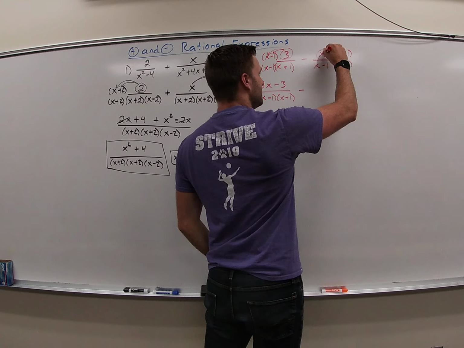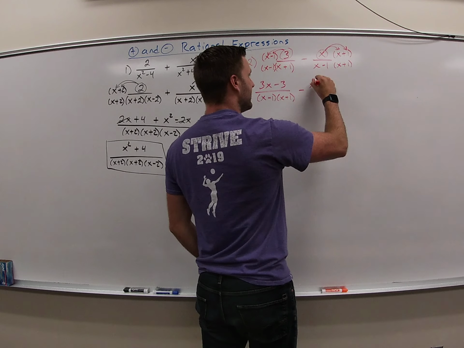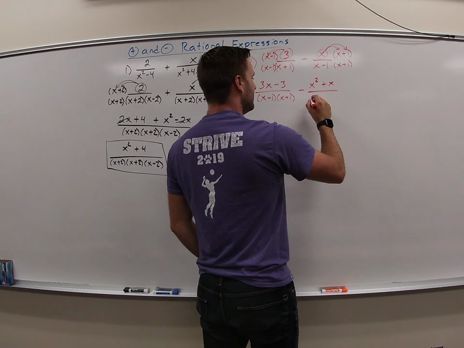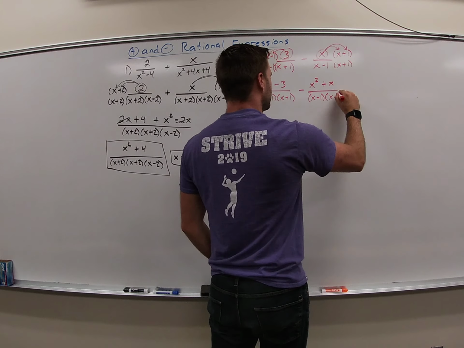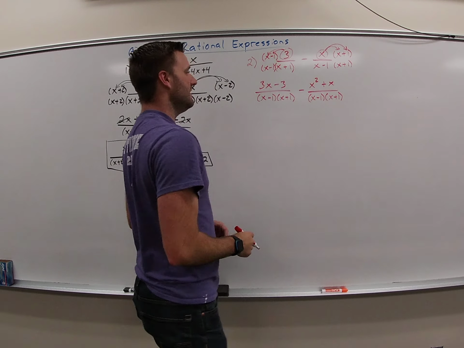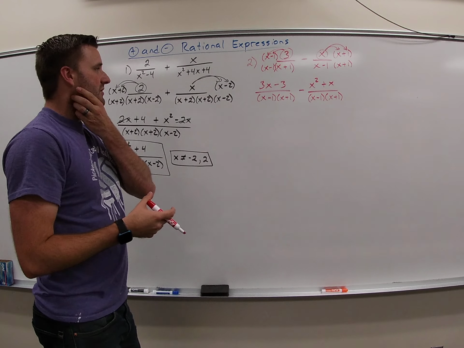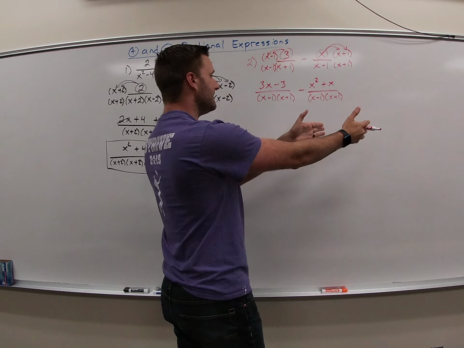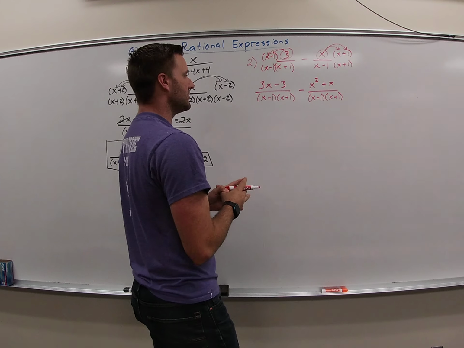Here when I distribute, what I get is, in the numerator, x squared plus x. In the denominator, I'm still with this x minus 1, x plus 1. So notice again, these are the same. They do have a common denominator. Now, when I actually subtract these, be very careful. Make sure you read from left to right when we're subtracting. And make sure we're also combining any like terms that we have.